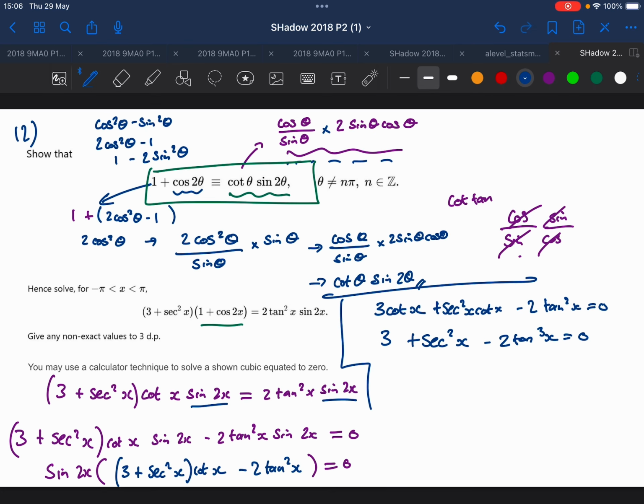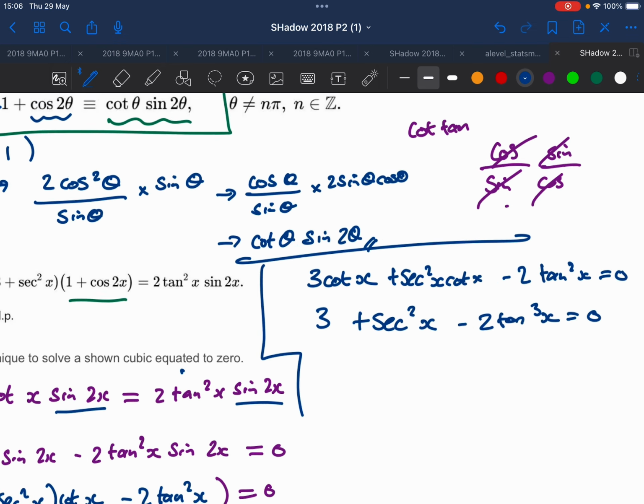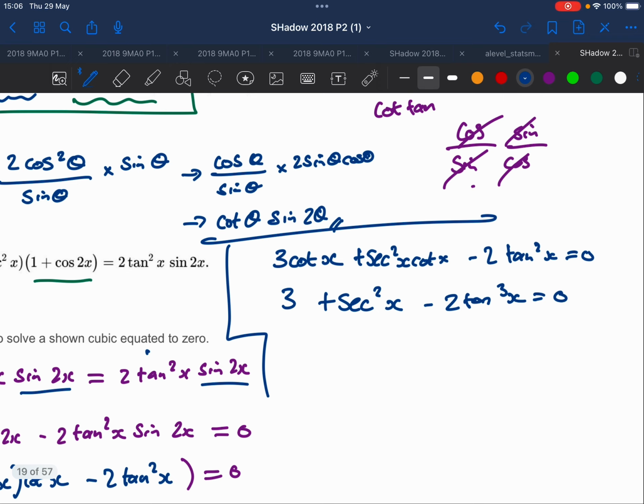Now notice this question said you may use a calculator technique to solve a cubic. So this question has resulted in a cubic, which is not ideal, but we've been told that we can solve this on the calculator. So I think I'm almost there. How to handle sec squared? Well, there's an identity with sec squared in there, isn't it? The identity is that 1 plus tan squared is equal to sec squared. So I think I want to use this, and then I'm pretty much ready to answer, yeah?